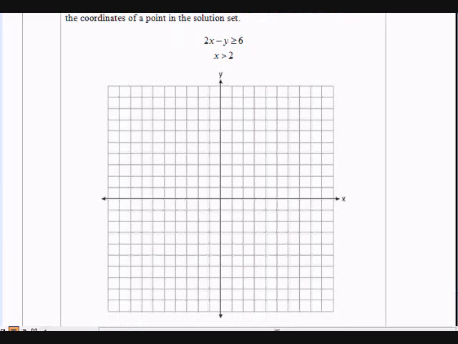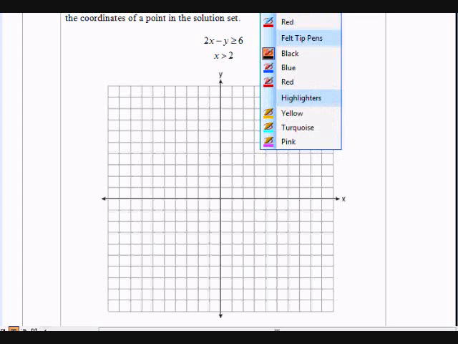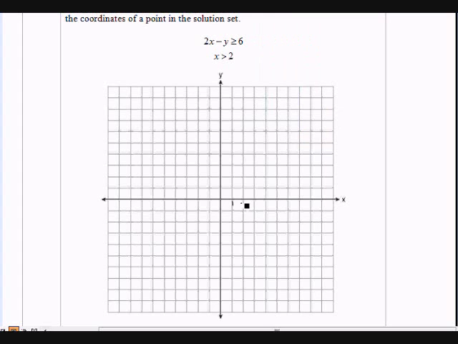Okay, this question over here, they want you to graph both inequalities and state the coordinate of the point in the solution set. Well, let's graph these two. First thing you want to do is label the graph. Don't forget to label on the Regents because they will take off points if you forget.